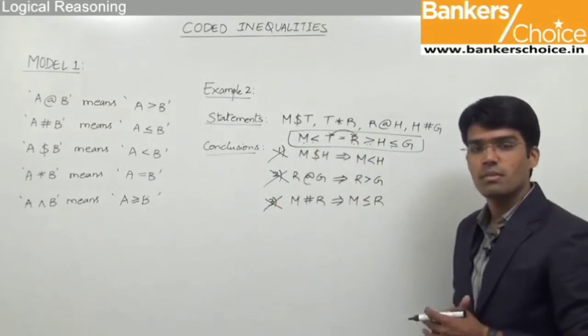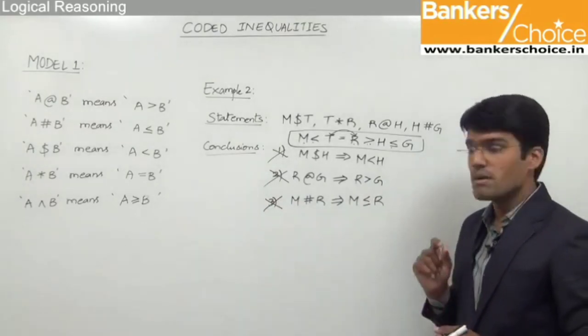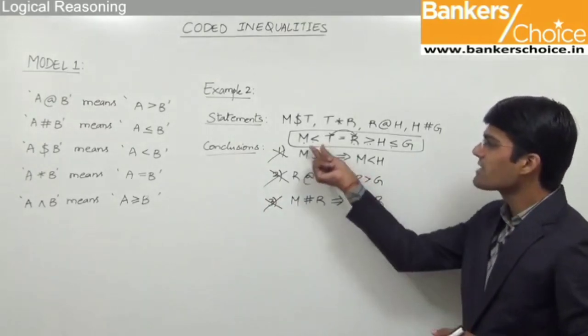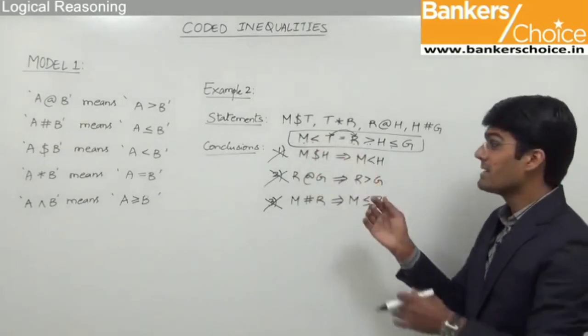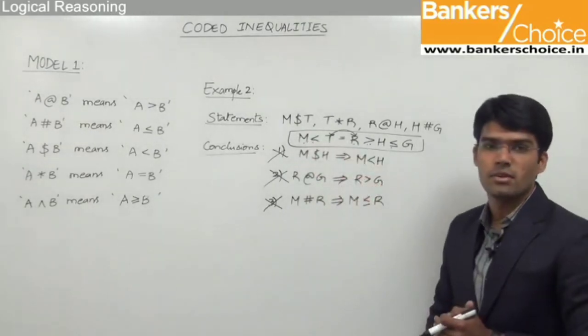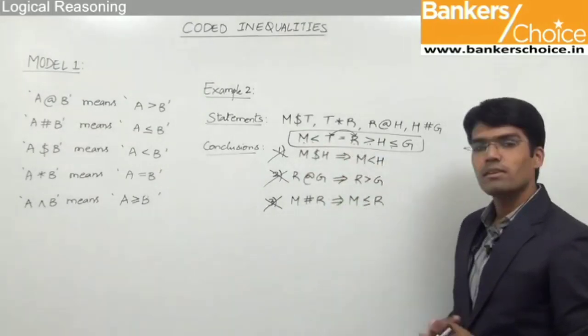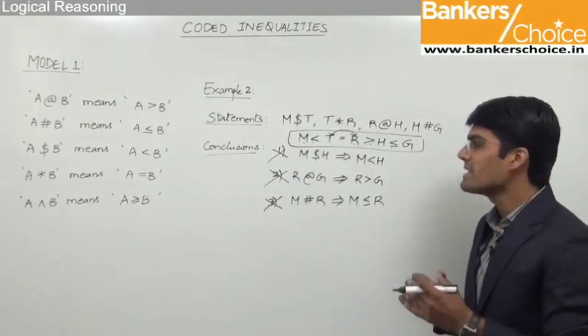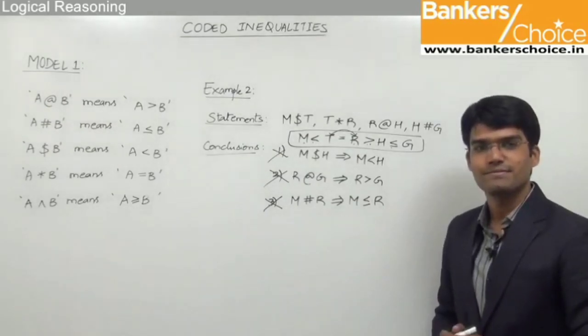So our answer here should be all the 3 conclusions are false, none of them is true. Remember friends, in the last case you are seeing that we have a less than symbol and an equal to symbol. Doesn't mean that the combination will be less than or equal to. The answer should be M less than R. That is the reason the third conclusion is false. So the answer here should be all the conclusions are false, none of them is true.